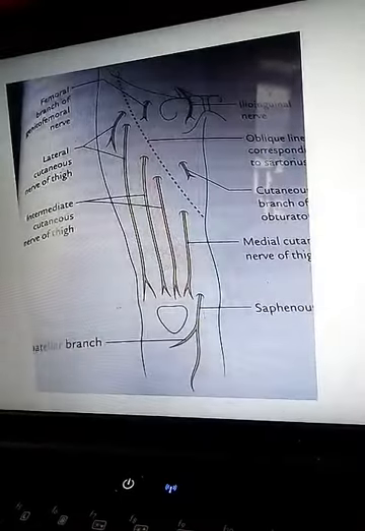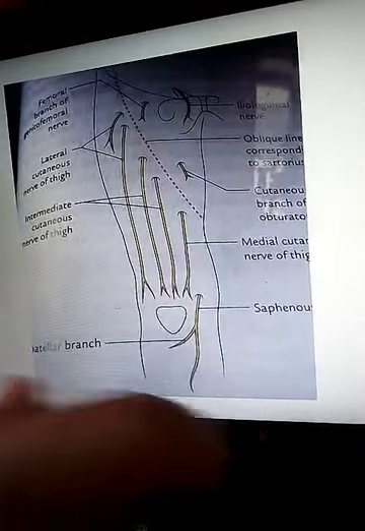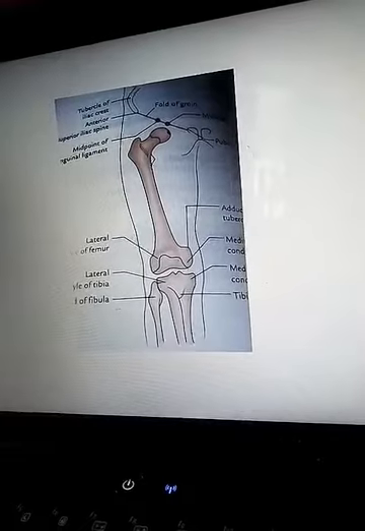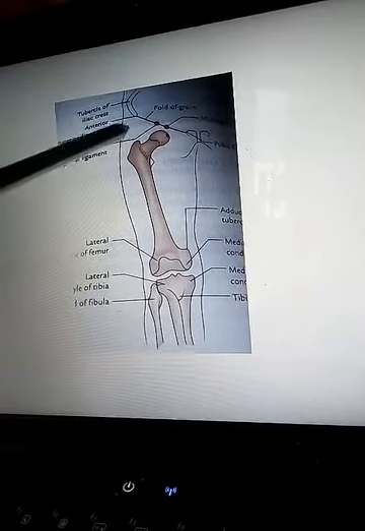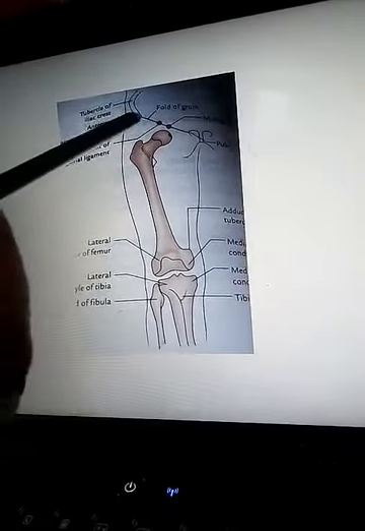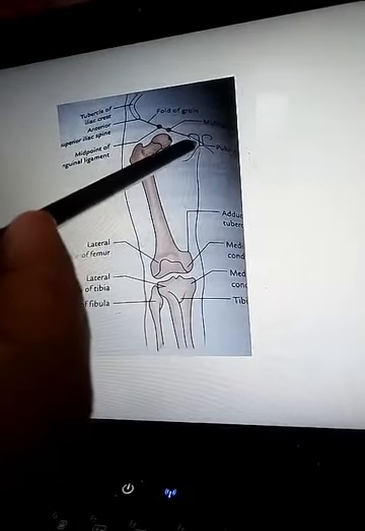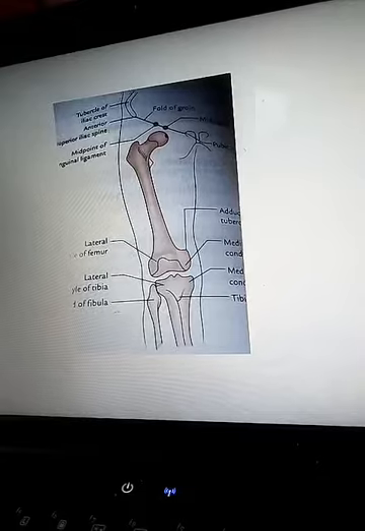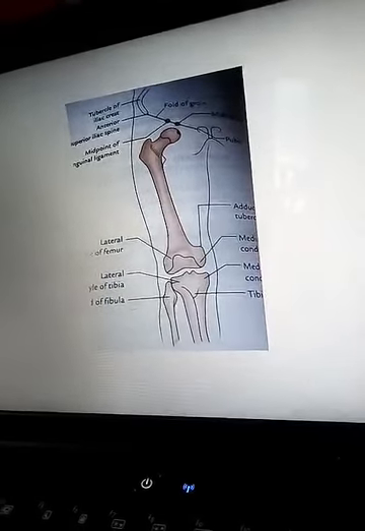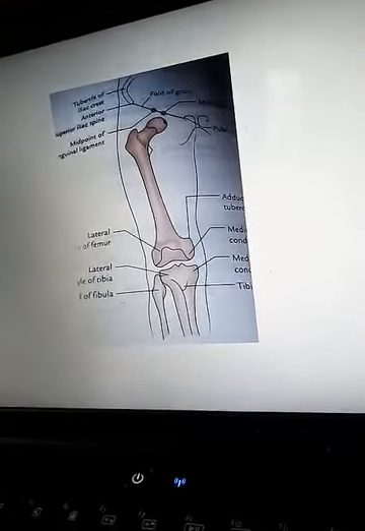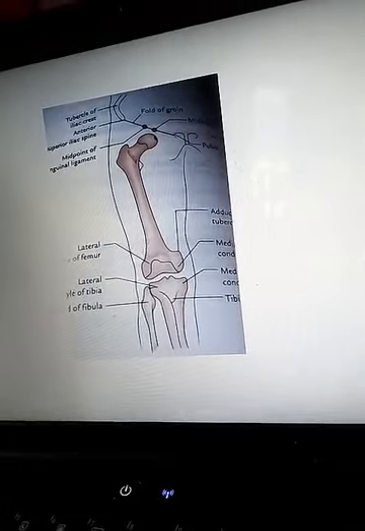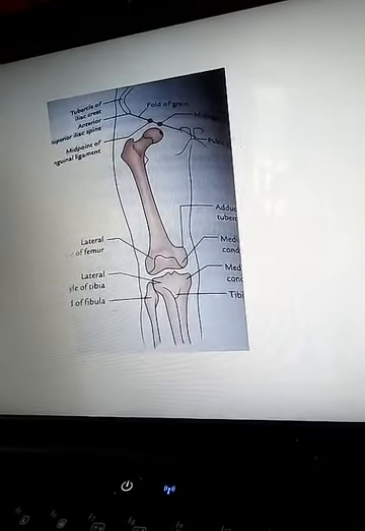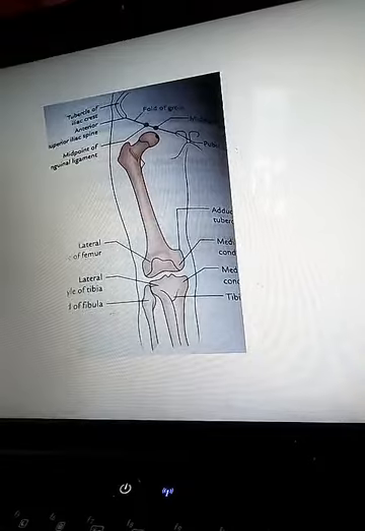Now the superficial fascia of the front of the thigh near the inguinal region consists of two layers: thick superficial fatty layer and deep membranous layer, which are continuous above with the corresponding layers of the anterior abdominal wall.